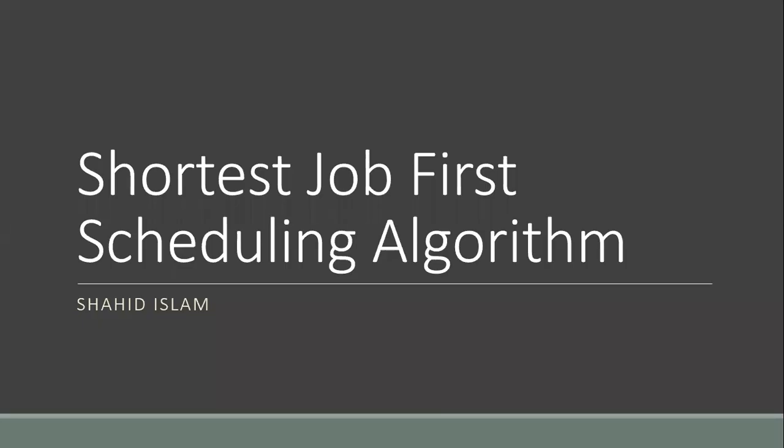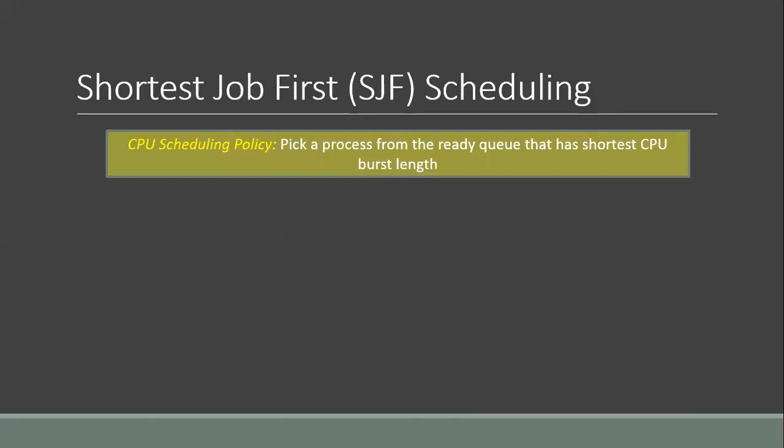Shortest job first scheduling algorithm. In shortest job first scheduling algorithm, the policy is to pick a process from the ready queue that has shortest CPU burst length.